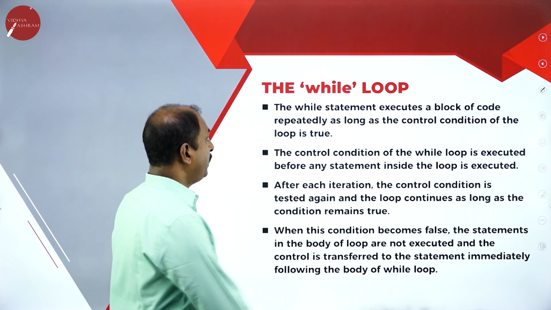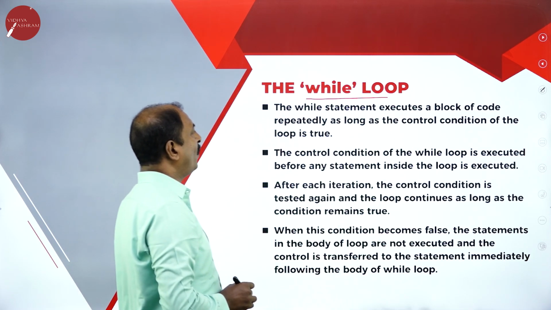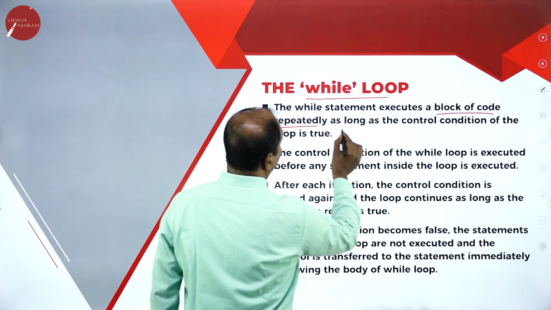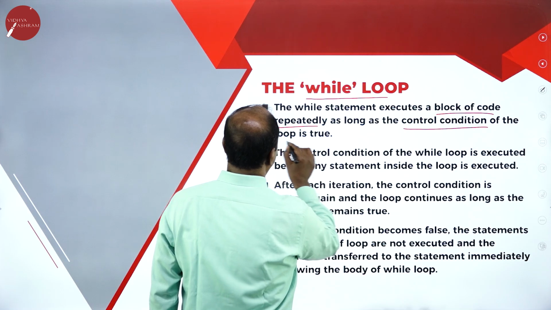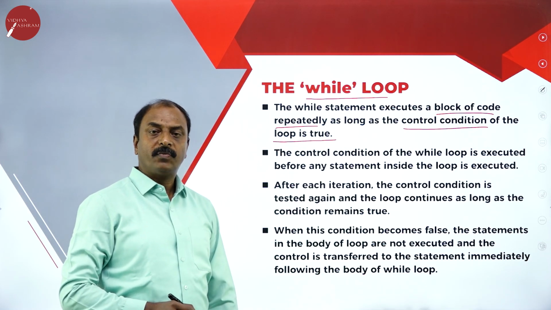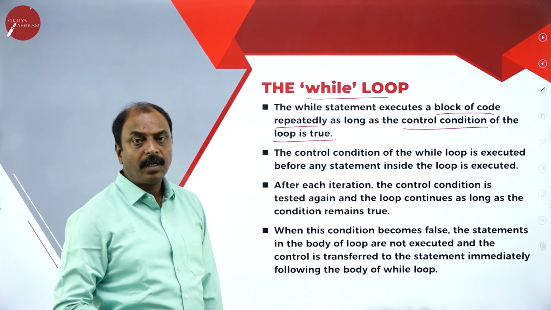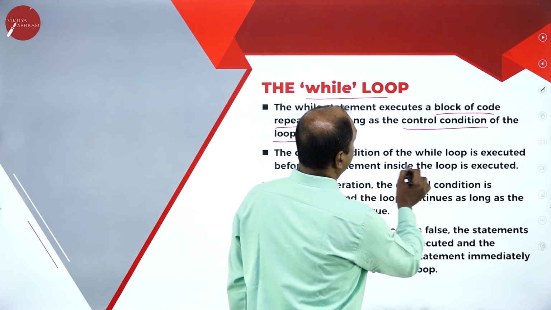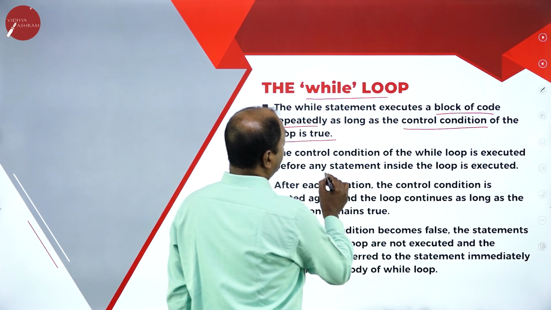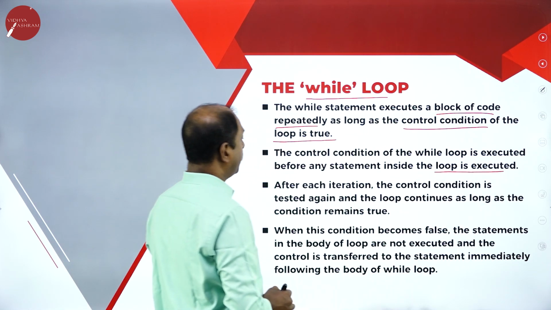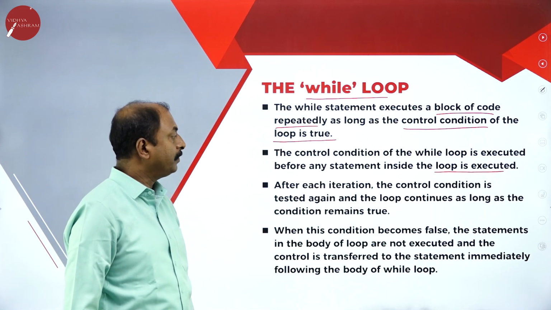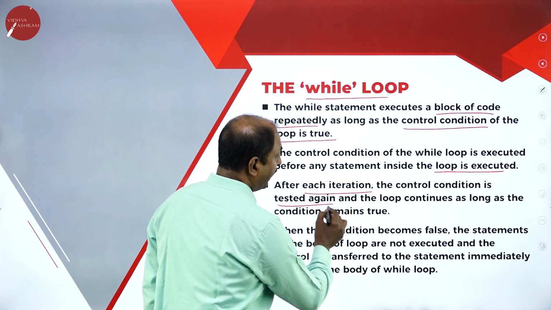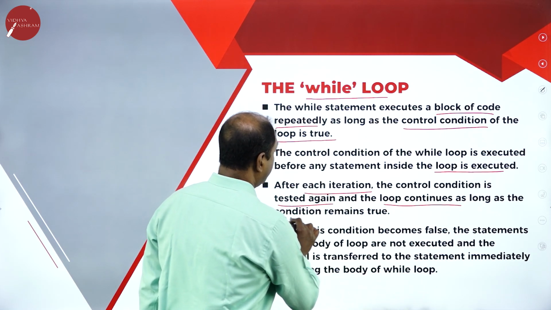In the next slide, we will see another type of looping structure called the while loop. The while statement executes a block of code repeatedly as long as the control condition of the loop is true. The control condition of the while loop is checked before any statement inside the loop is executed, so it checks the condition at the beginning. After each iteration, the control condition is tested again and the loop continues as long as the condition remains true.